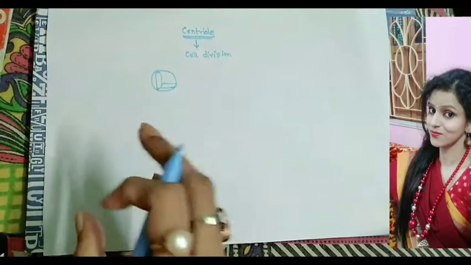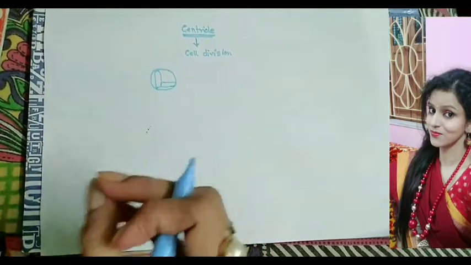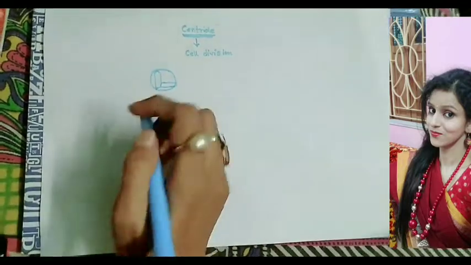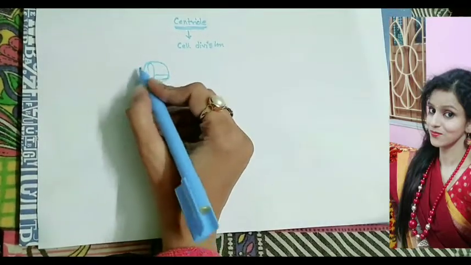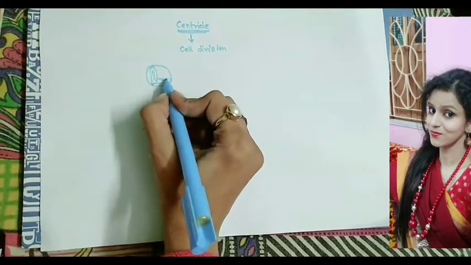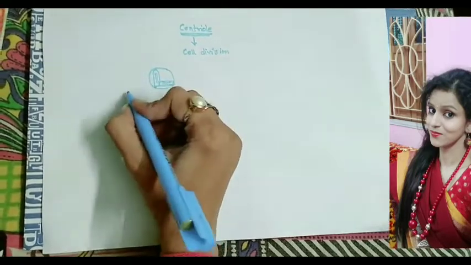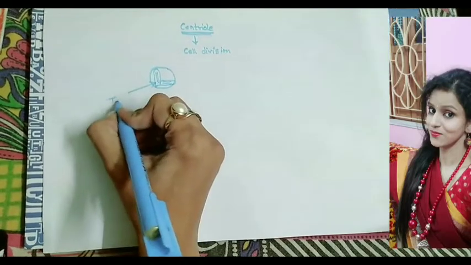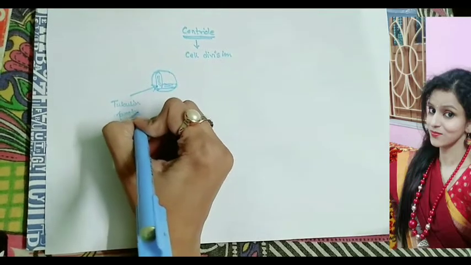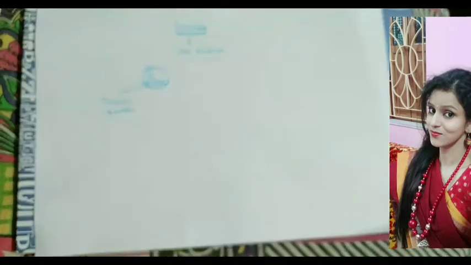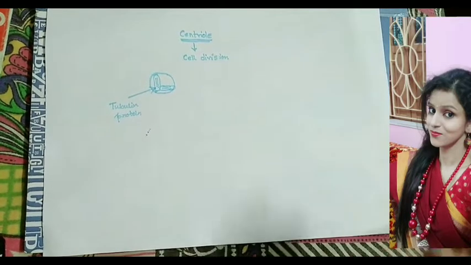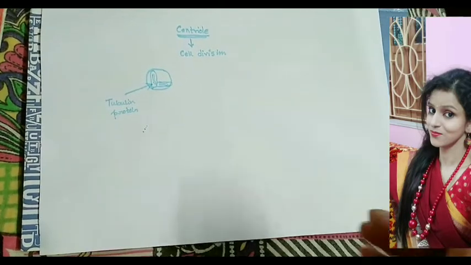Okay, and as you can see, inside this centriole, inside the cylinders, protein is present, and the name of the protein is tubulin protein. Okay, the name of this protein is tubulin protein. So let me mark it over here, because in that diagram it is very difficult for all of us to mark the tubulin protein. So let me first discuss the function of this centriole.